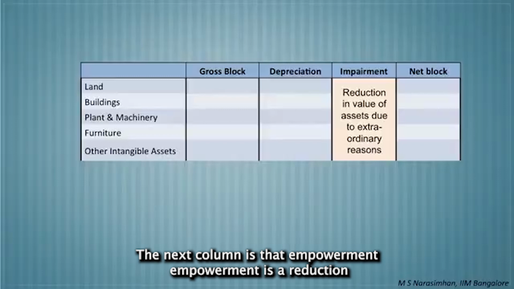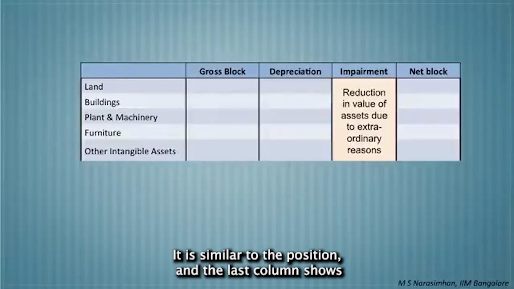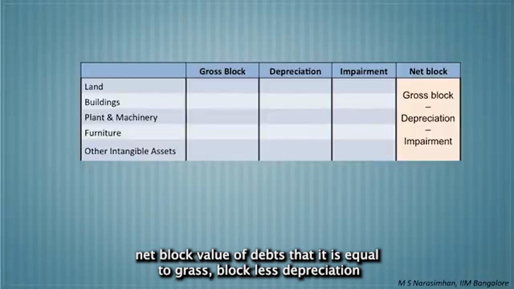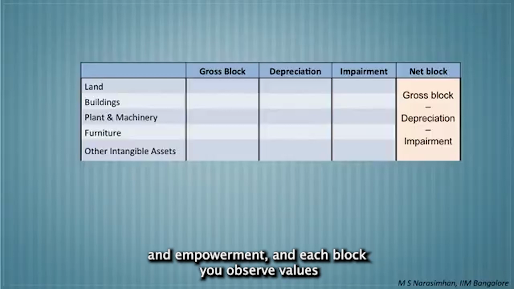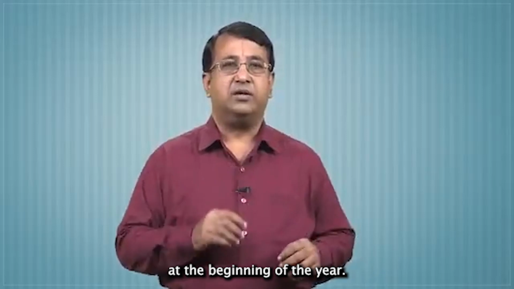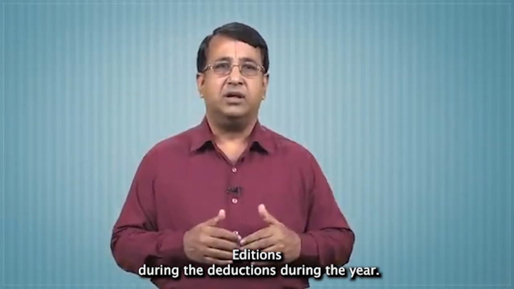The next column is the impairment. Impairment is reduction in the value of an asset due to extraordinary reasons. It is similar to depreciation. And the last column shows the net block value of the asset. It is equal to gross block less depreciation and impairment. Under each block, you observe values at the beginning of the year, additions during the year, deductions during the year and value at the end of the year.